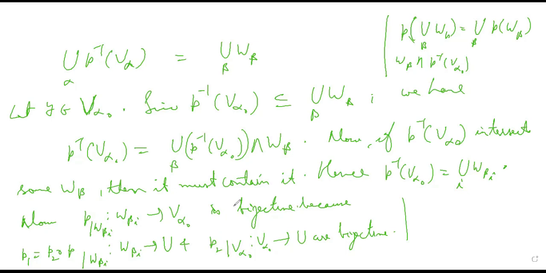Now, because this P1 is surjective, this P2 will have to be surjective. P2 restricted over this is of course bijective. So yeah, you verify this. This is because of these two. Now this becomes bijective.